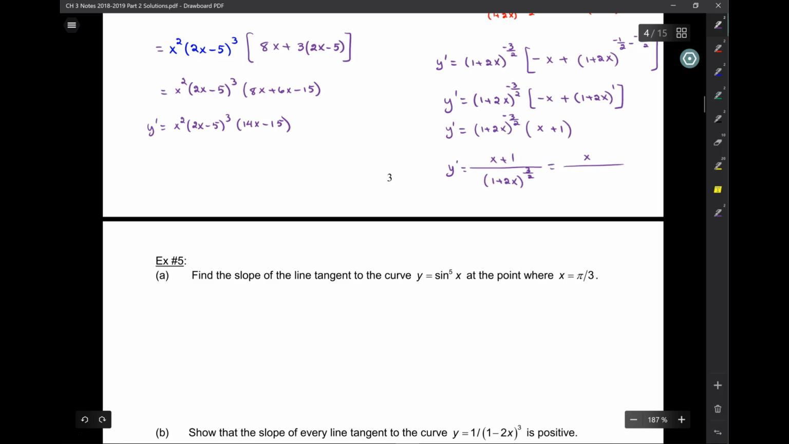You can even write this as, oh my, I'm so sorry. Why is this thing open? Oh.